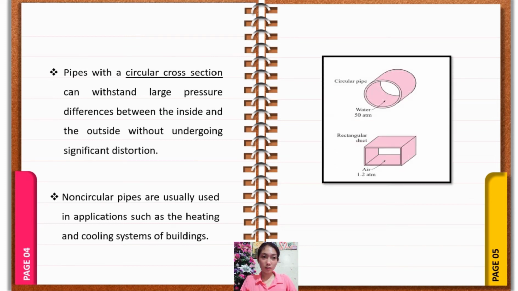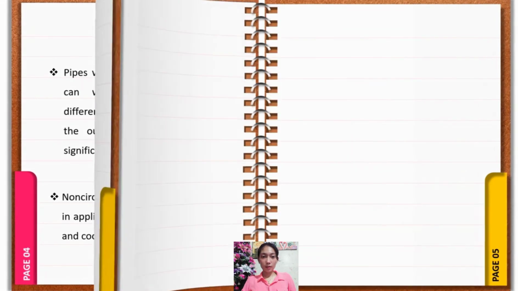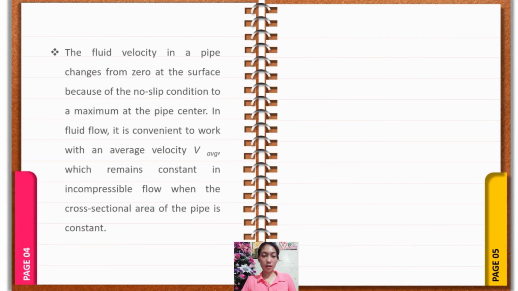As shown in this picture, circular pipes can withstand large pressure differences, but non-circular pipes cannot. The fluid velocity in a pipe changes from zero at the surface because of the no-slip condition to a maximum at the pipe center. In fluid flow, it is convenient to work with an average velocity, which remains constant in incompressible flow when the cross-sectional area of the pipe is constant.